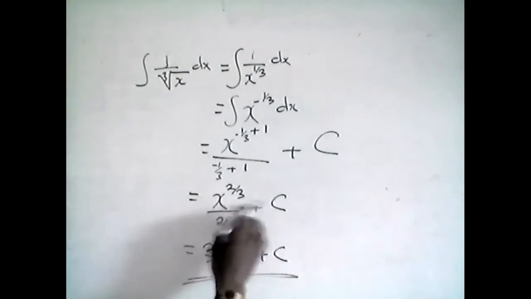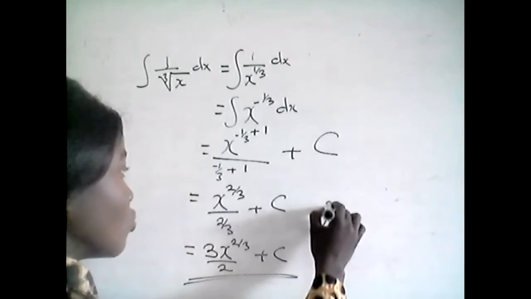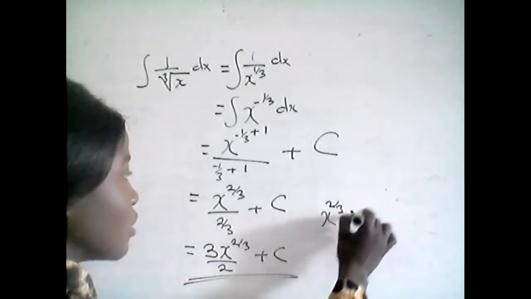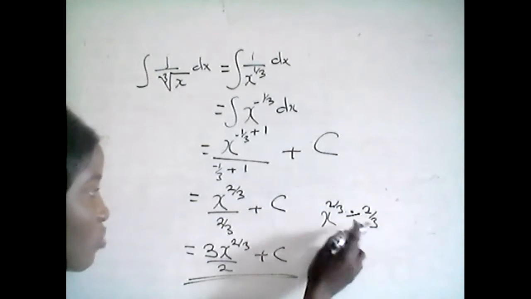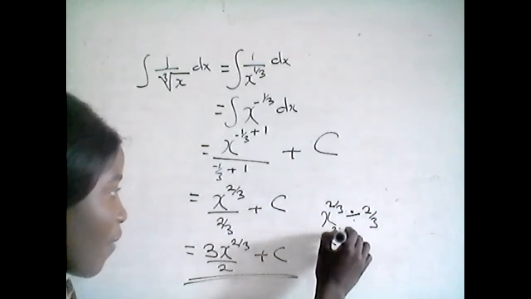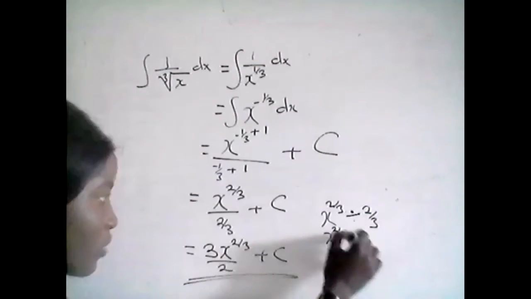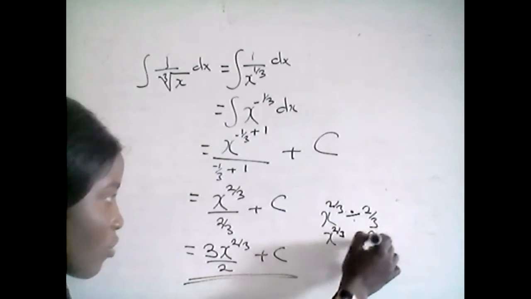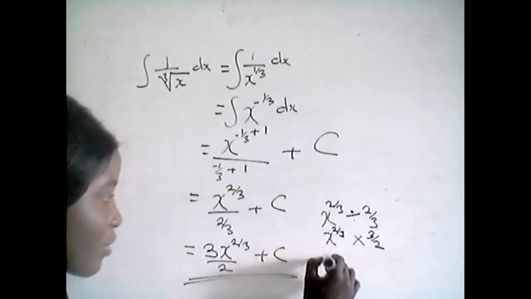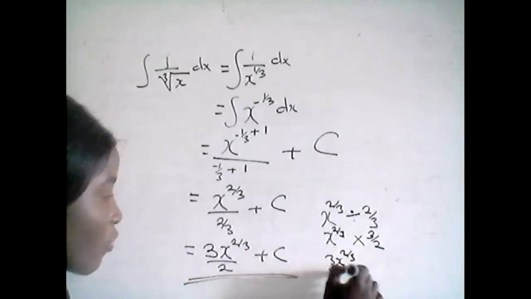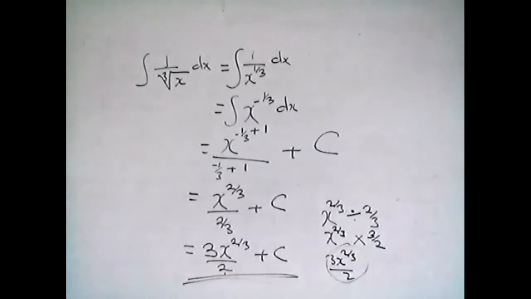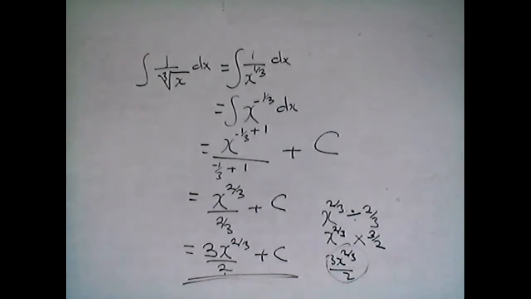Are we together on this one? What is happening here is that you have x to the power 2 over 3 divided by 2 over 3. When you are dividing, you multiply by the reciprocal. So I'm going to have 3 over 2. So this will be 3x to the power 2 over 3, over 2, which is what we wrote there. So that is the integral of the piece that is on the board, unless there is a question.